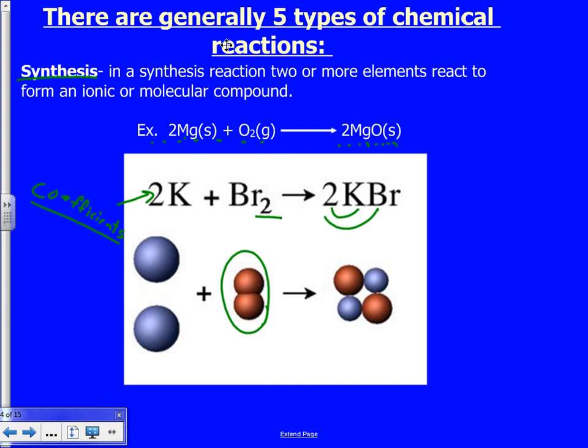And for bromine, there's 2 on this side because it says there's 2 here. There's 2 over here. So yes, we've balanced that reaction correctly. That's what we call balancing the reaction. We probably won't look at that much today, but it's something that we will do.